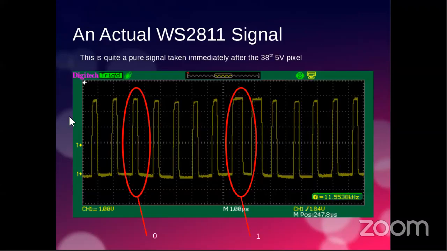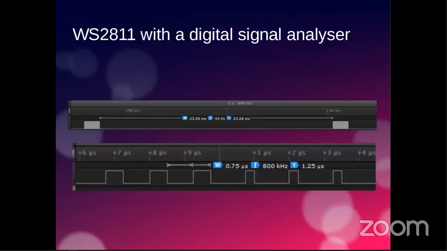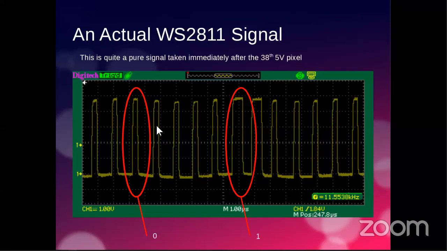Of course, that's not what it actually looks like. This is quite a pure signal. This is actually a pretty good signal taken at the end of the string. So this is the signal that's being cleaned up and passed from pixel to pixel. But even though this is a pretty good signal, you'll notice it is nowhere near as clean as this signal here, right? This is a digital signal, which means it's taken a sample of this signal and squared it up and is representing it as a very square signal.